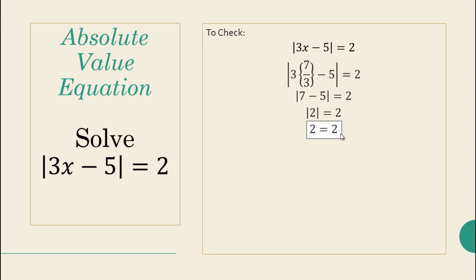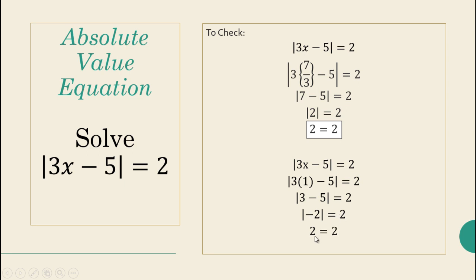Another, the second value, 3x minus 5 equals 2. Right? This second value is 1. We'll replace x with 1. Okay? So, 3 times 1 minus 5 equals 2. 3 times 1, that becomes 3 minus 5 equals 2. Absolute value of negative 2 equals 2. Let's see if they're equal. Then 2 equals 2.